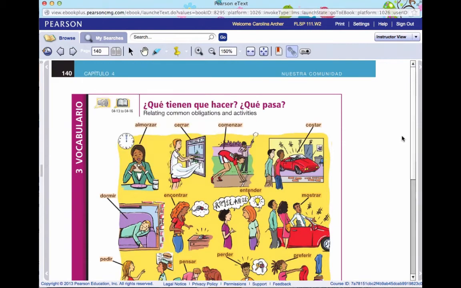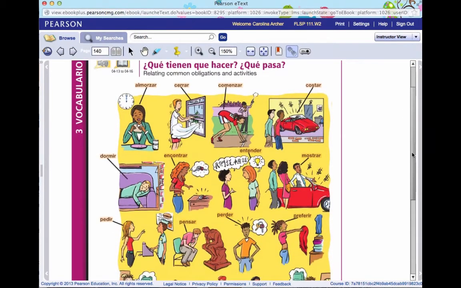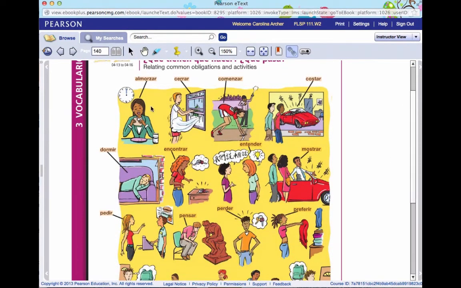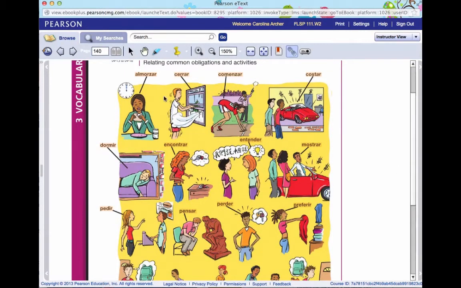See? Okay, so here we have some more verbs. We have almorzar, and some of them are cognates, a few of them are cognates. Almorzar, to eat lunch.